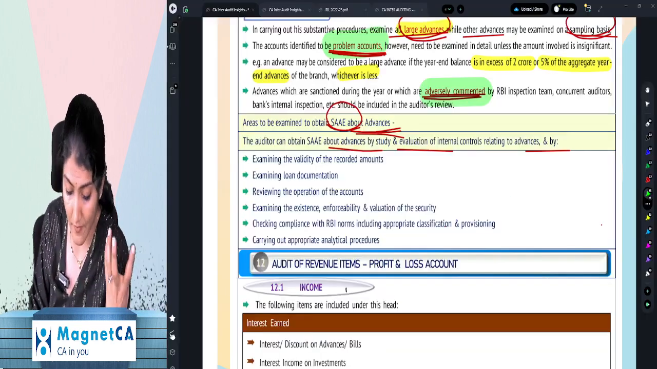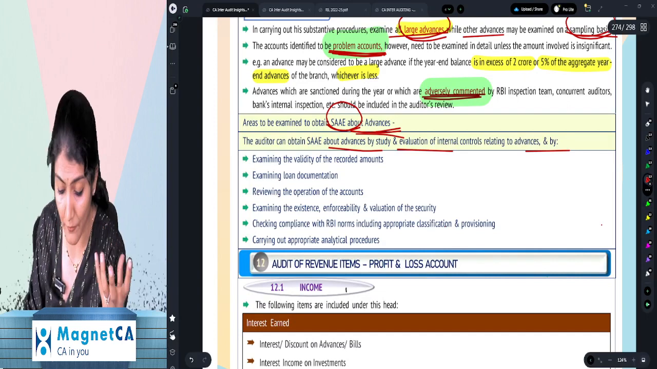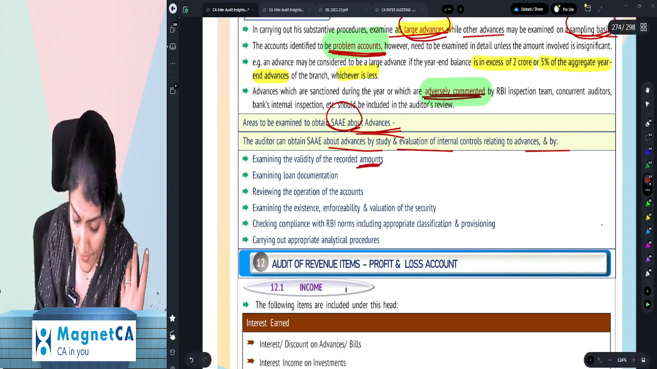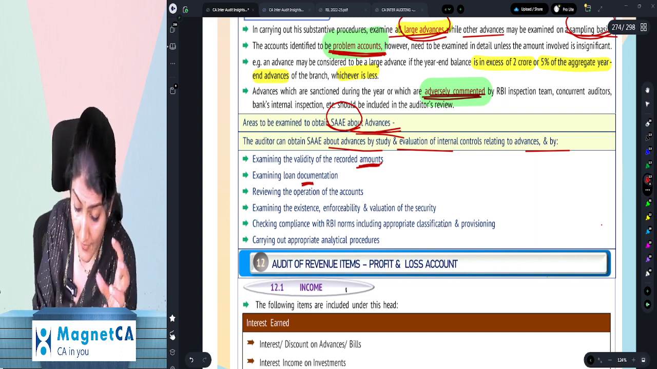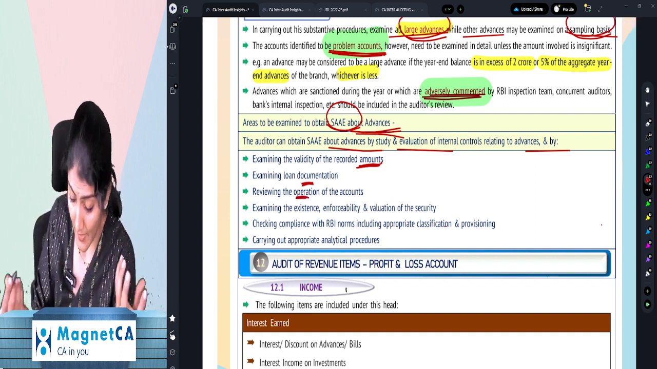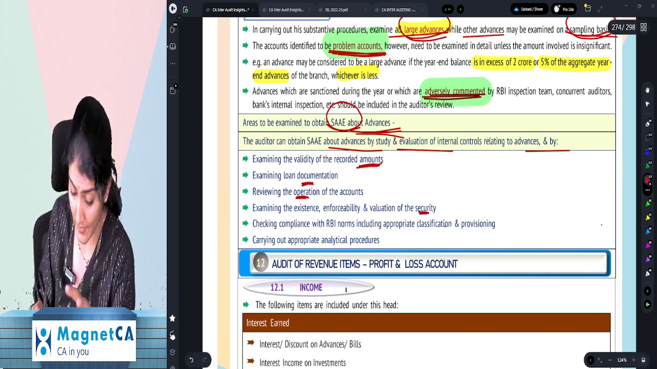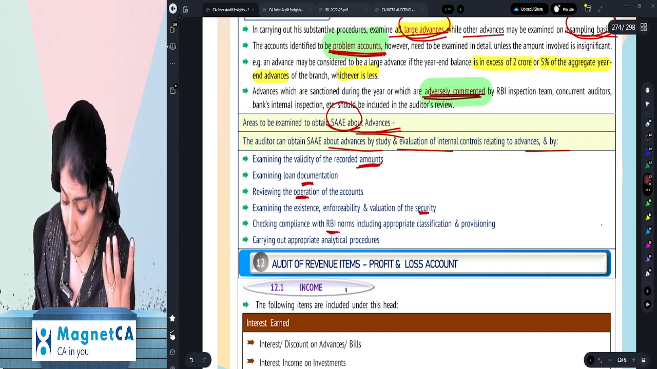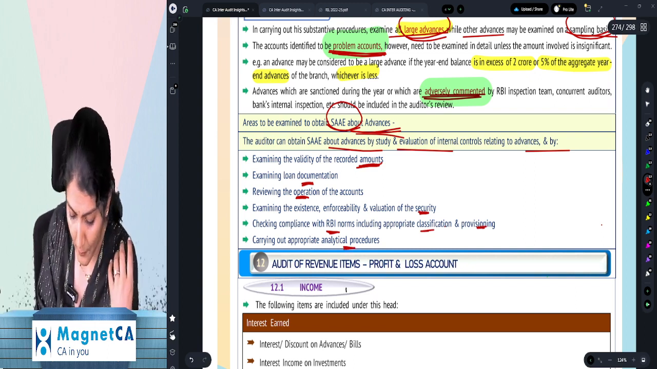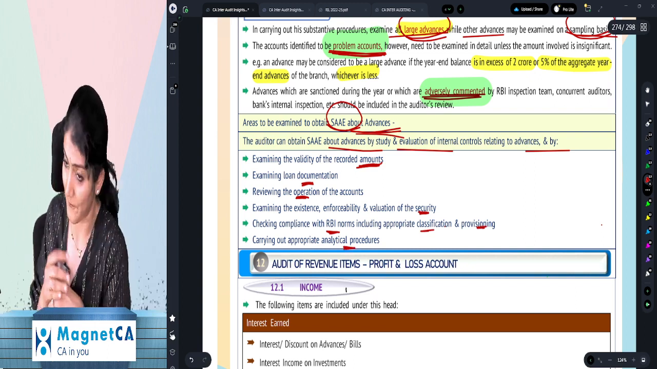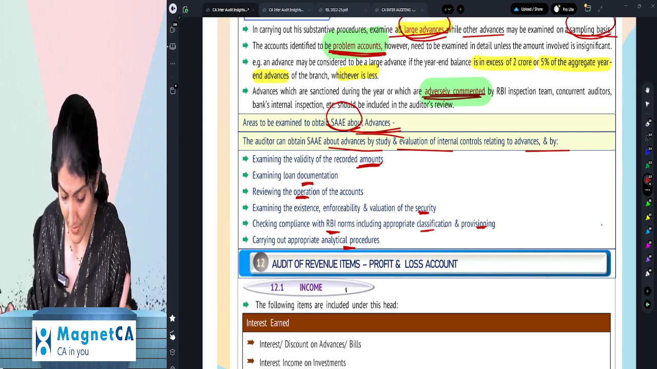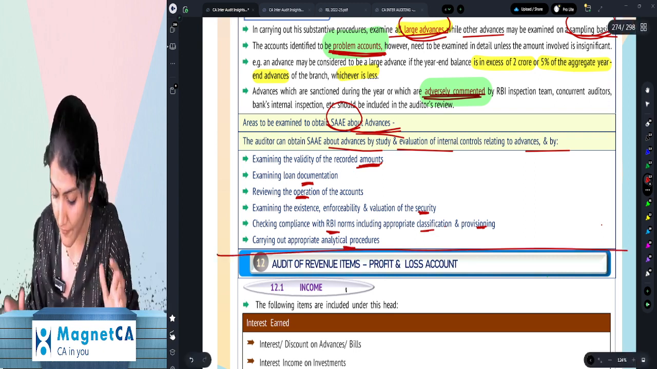Then it talks about the areas to be examined for obtaining the evidence. One, you check the amount, then check the documentation, then check the operation of the account, whether installments are received on time. Then you check the value of the security. Then check whether the RBI prudential norms for classification and provisioning have been followed, and carry out the appropriate analytical procedure. So that is for the audit of the advances.